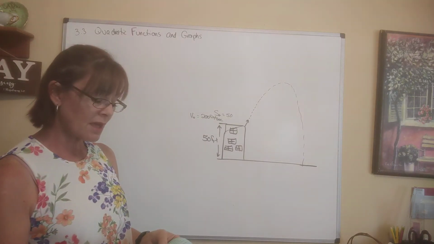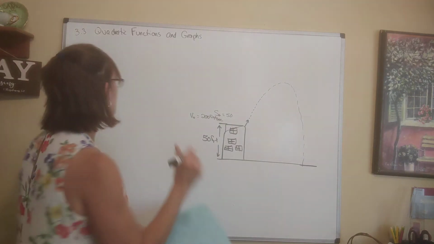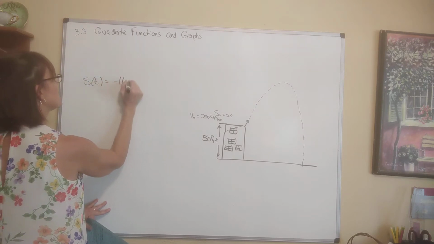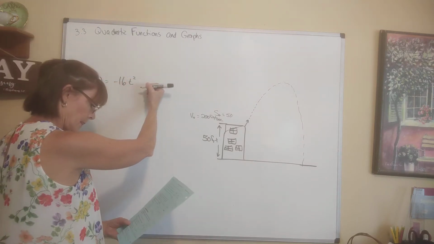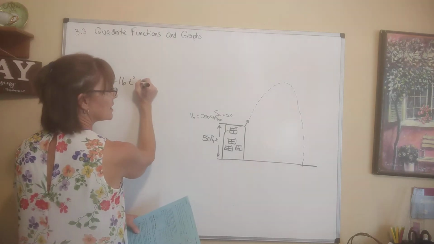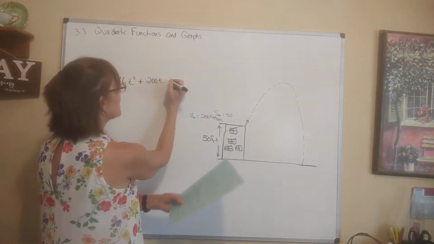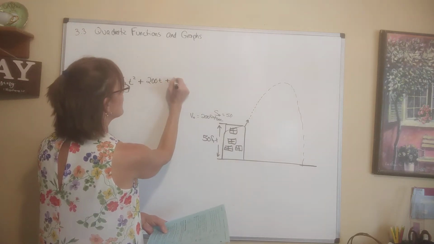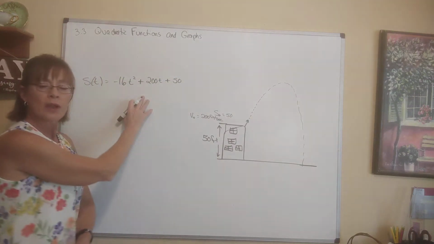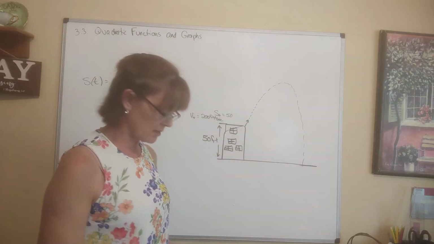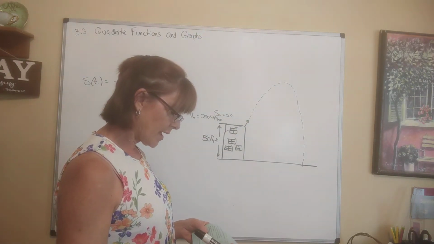Express the height S as a function of time. So S of t is negative 16t squared plus the initial velocity, 200 times t, plus the initial position, 50. This is an equation that describes the motion of this rocket right here. So that was part A.